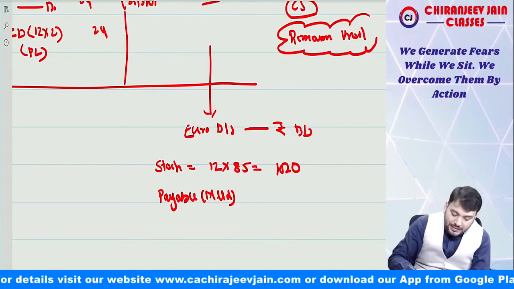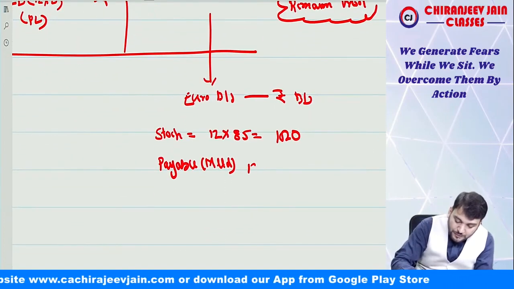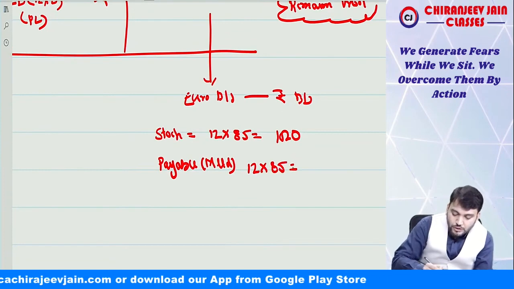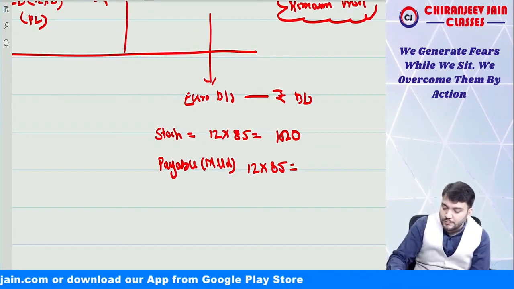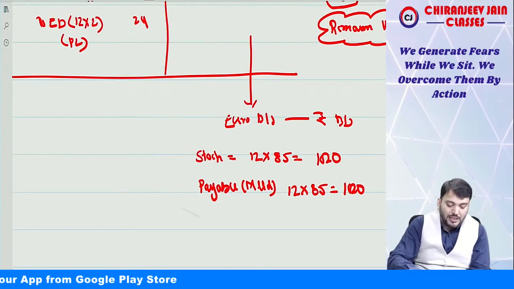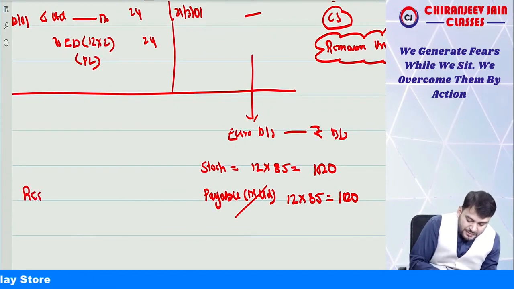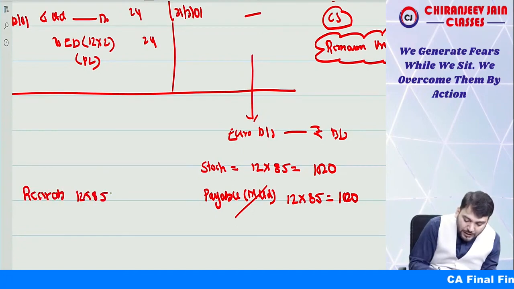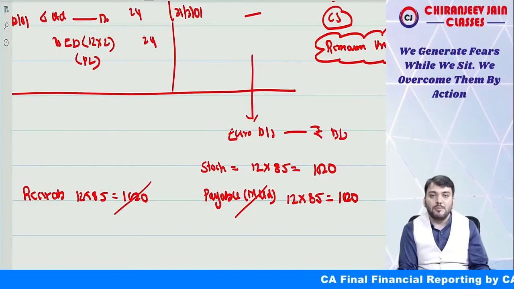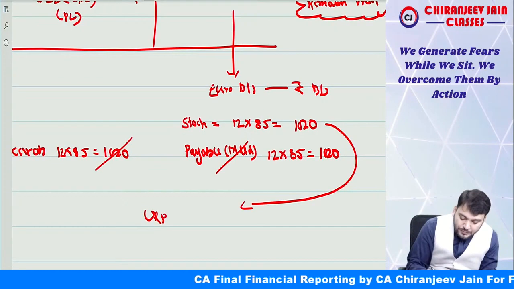No doubt. And can I say payable? Payable will also be done at the closing exchange rate, that is 12 into 85, which is 1020. You can see this payable and receivable. In this case, receivable is also coming at 12 into 85 only, that is 1020. So this will be eliminated.